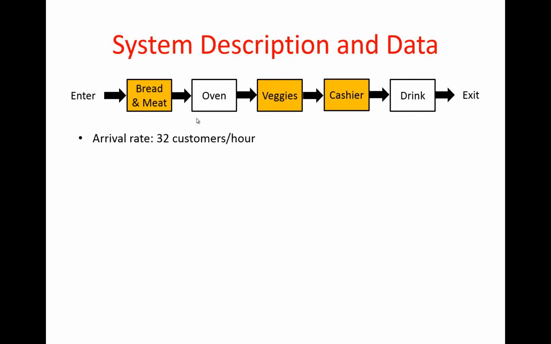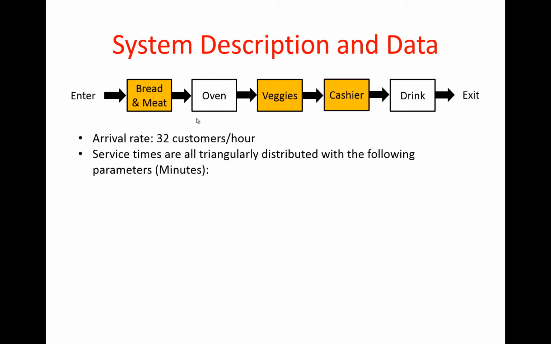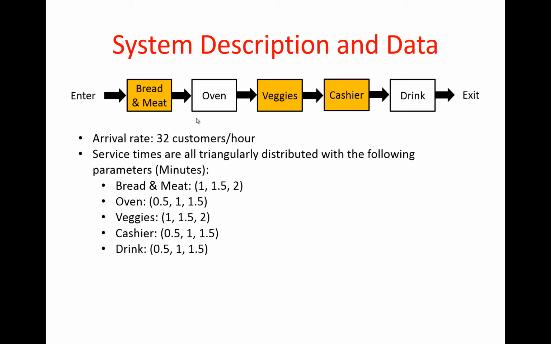The data that we're given are as follows. So the arrival rate is 32 customers per hour. The service times are all triangularly distributed for all of our 5 stages in our system. And the parameters of our triangular distributions are as follows. So for example, for the bread and meat station, the minimum is 1 minute, the maximum is 2 minutes, and the most likely value is 1.5 minutes. Similarly, for the oven, the minimum, mode and maximum values are half a minute, 1 minute, and 1.5 minutes.